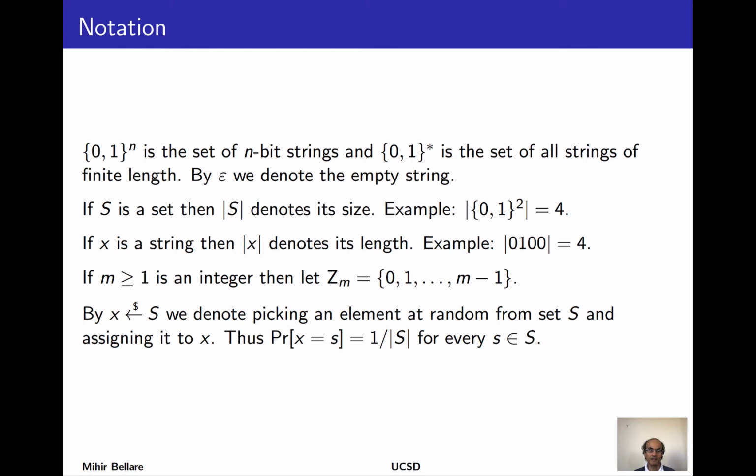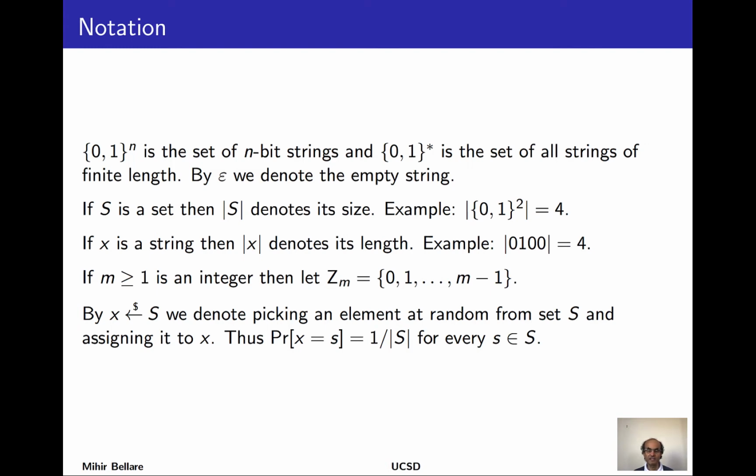When you put bars around an object, it returns a variety of different things depending on the type of the object. If it's a set, bars around it denotes its size. That's if it's a finite set. So for example, the set of 2-bit strings has size 4. If you have a string and you put bars around it, you get back its length. For example, the string 0100 has 4 characters or symbols and is length 4.